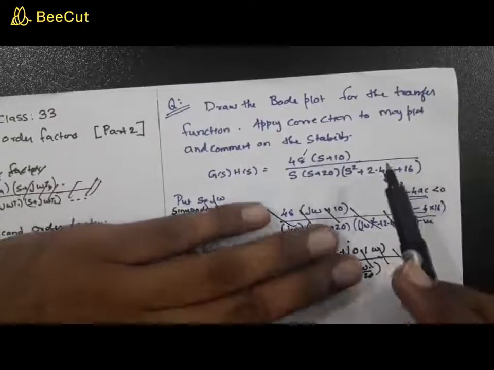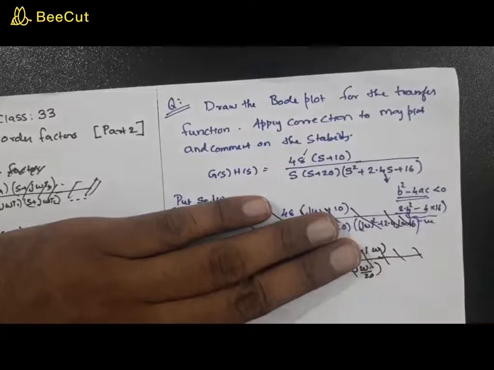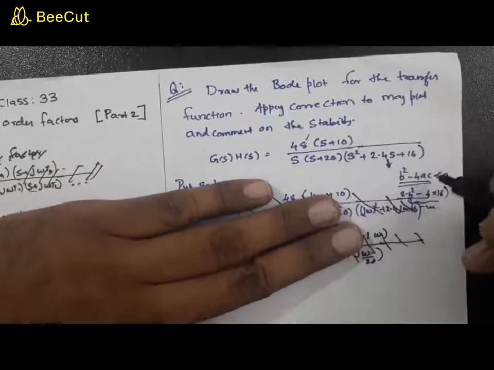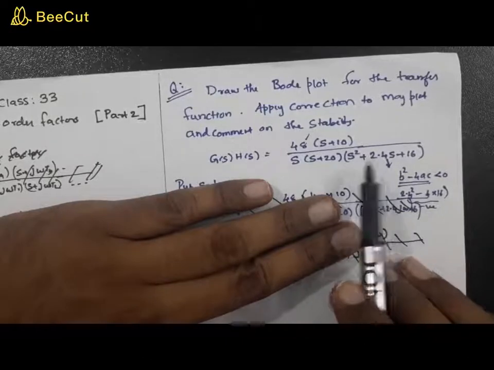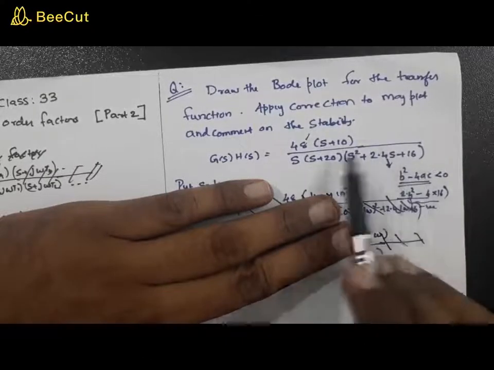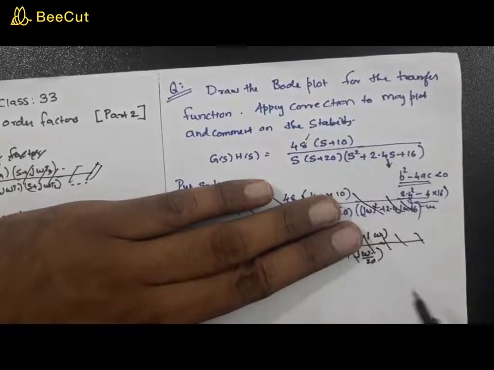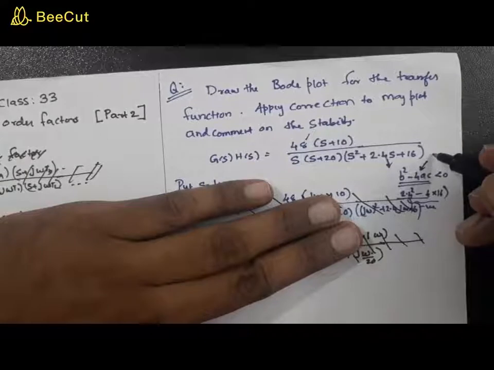Now, before going into that, the first step when you encounter a quadratic expression is to find out b square minus 4ac of the quadratic equation. Here b means 2.4, a means 1, c means 16. Now when you do this, you can see that this is less than 0. What does this value less than 0 mean? This means that the roots are complex in nature.